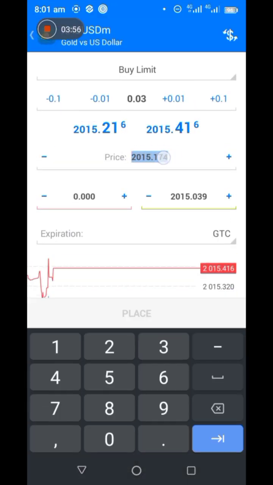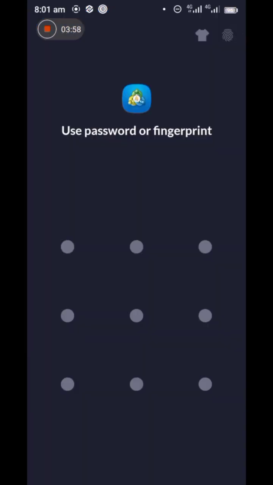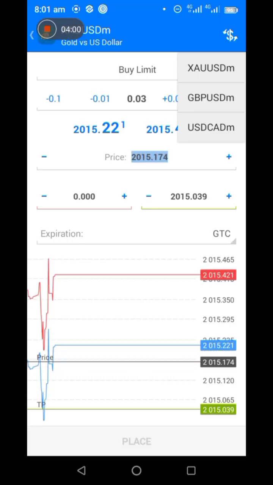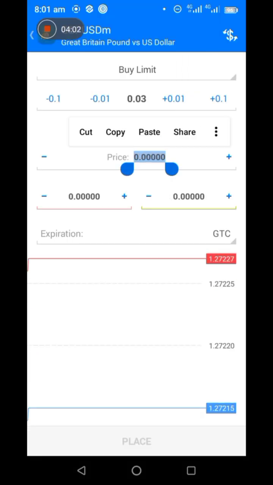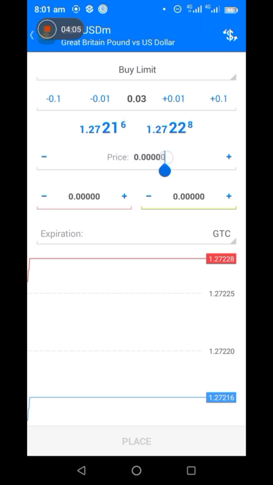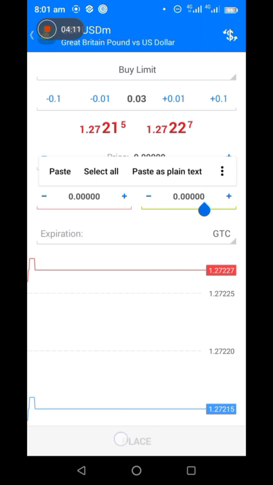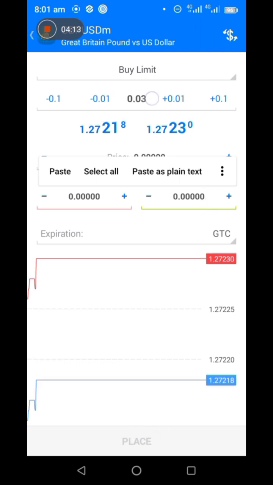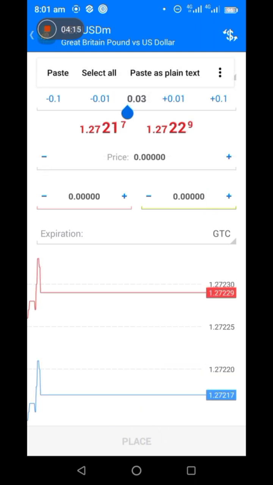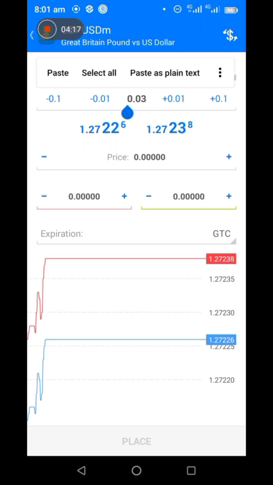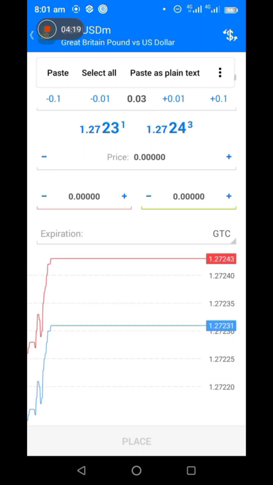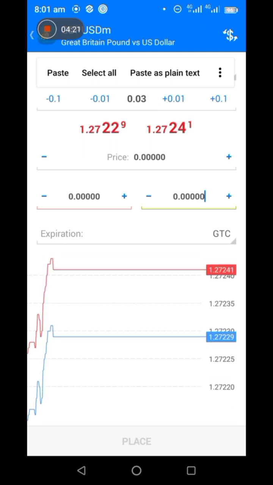Okay, this is on gold. Let me change it. Okay, this is GBP. This is where you're going to write your price. This is where you're going to write your stop loss. And this is where you're going to write your take profit. Then when you finish, you click on here, please. That's for 0.03. You do the same thing again the second time because you are planning to open two positions. But this time around, you are doing it for 0.04.